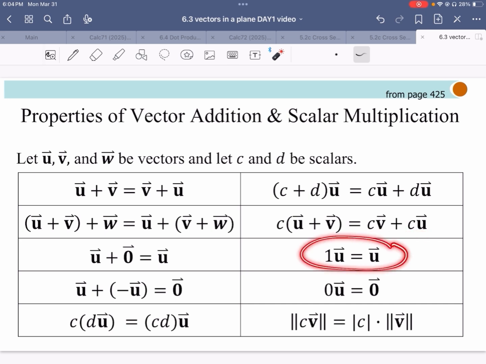Down here, if your scalar was 1, of course, you're just going to get the same vector back again. If your scalar was 0, 0 times any vector, you're going to get the 0 vector. And then this is a very interesting one: if you take the magnitude of a vector multiplied by a scalar, it's actually the same thing as the absolute value of the scalar times the magnitude of the vector. We're actually going to see that in our next example.